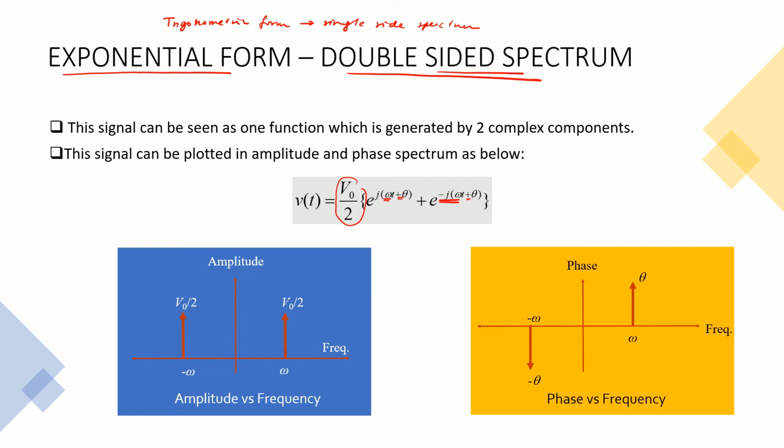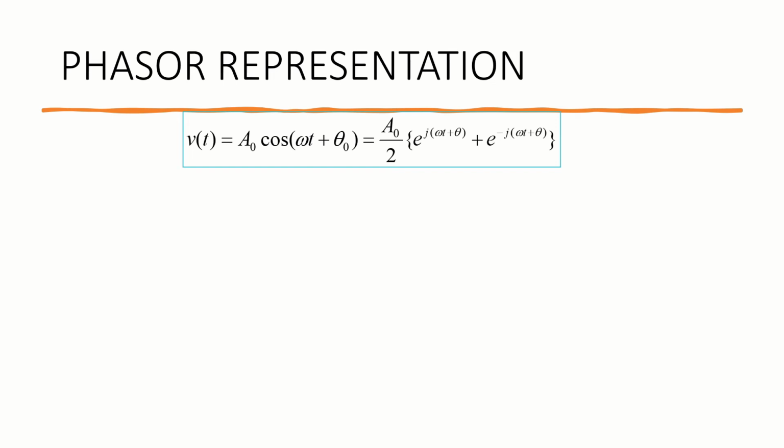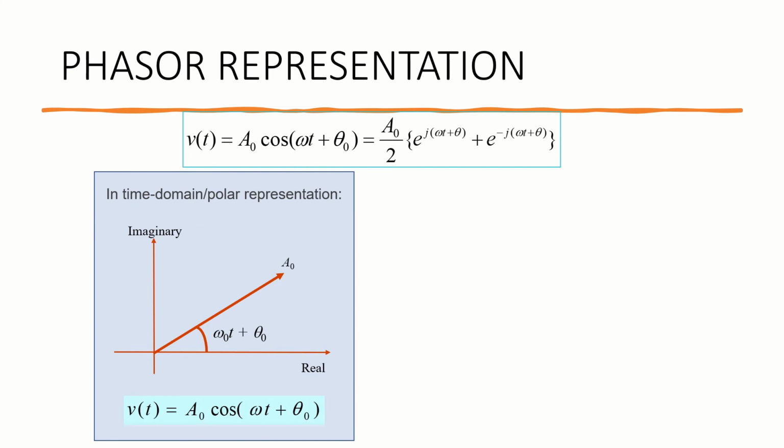Now let's look into the phasor form. How about the phasor form? The phasor representation, if it is in a trigonometric function, it is going to look like this, where if it is positive, it is going to be anti-clockwise. If it is negative, it is going to be clockwise.